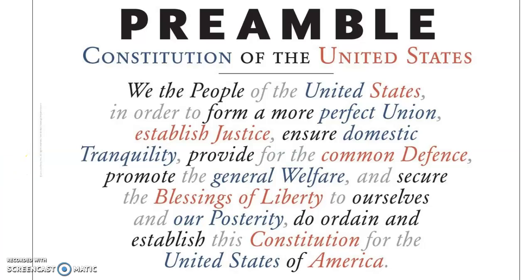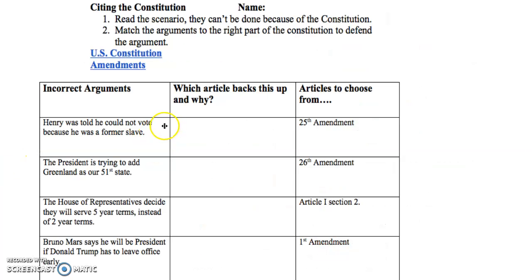So let's practice. You're going to practice doing this. One of the assignments in your Google Classroom is called Citing the Constitution. What you're going to do is read through these inaccurate arguments, like Henry was told he could not vote because he was a former slave, and then figure out what part of the Constitution dispels that or proves it wrong. So I have linked up here the U.S. Constitution and the amendments for you.